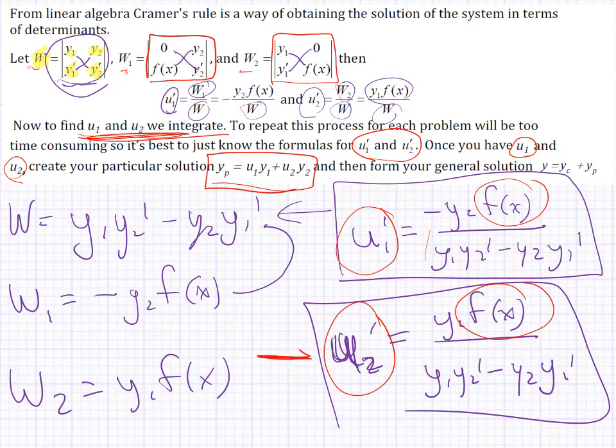One thing you want to do is get these two formulas committed to memory. These are the ways we're going to do it. We're not going to go through this whole process of determinants, but really, these are determinants. But rather than set up the determinants, then calculate them, then put them into this formula, we're just going to jump straight to these formulas. So you want to get yourself acquainted with these two formulas for u1 prime and u2 prime. Once we have those, we have our y sub p. Now remember, once we have our y sub p, then we have our general solution to the non-homogeneous, which is y sub c plus y sub p.